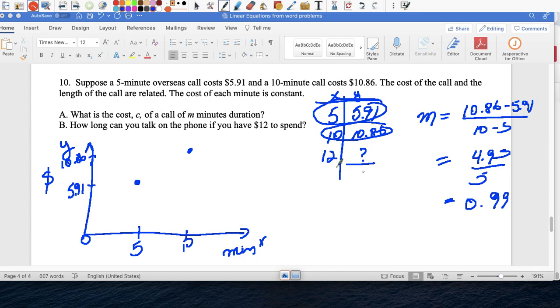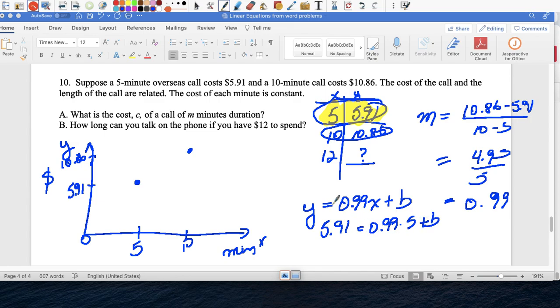But if you remember, if you ever use a calling card, there's always a sneaky charge attached to it. So y equals 99 cents per minute plus some charge. Let's pick a point. Let's use this point here, and I'll highlight it. Use that point to substitute. Okay, so let's use 5.91. So 5.91 equals 0.99 times 5 plus b.